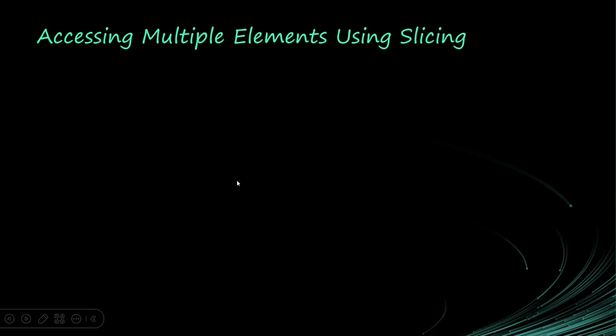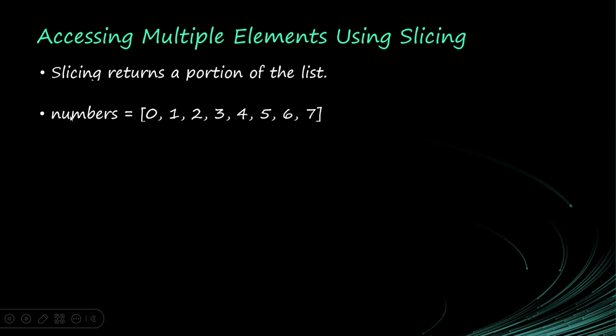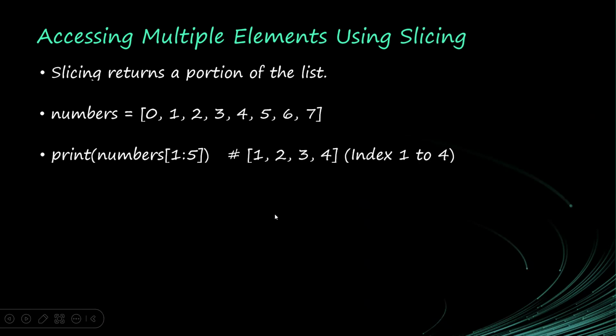All right, so how do you access multiple elements using slicing? You can access multiple elements using slicing. Let's say you have this list, 0 through 7, and you don't just want to access one element, you want to access a portion of the list. So what you do is this: inside the square brackets, instead of providing one value, there will be a colon between two numbers. This is how slicing goes.